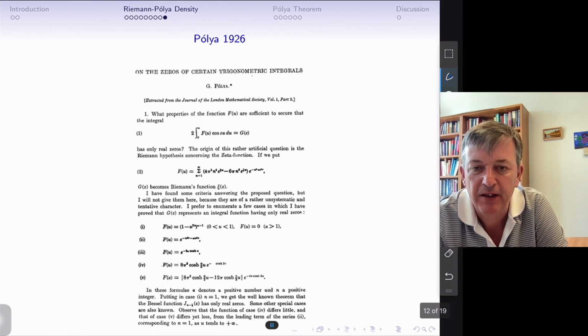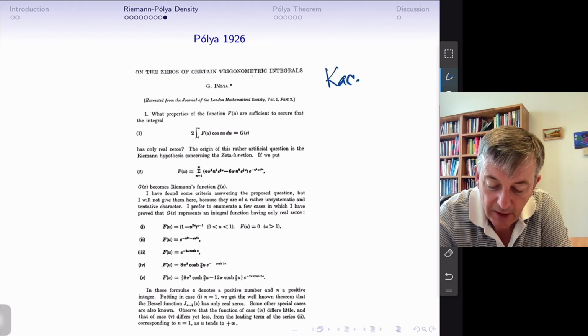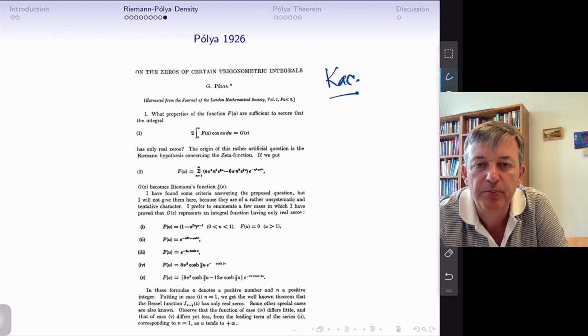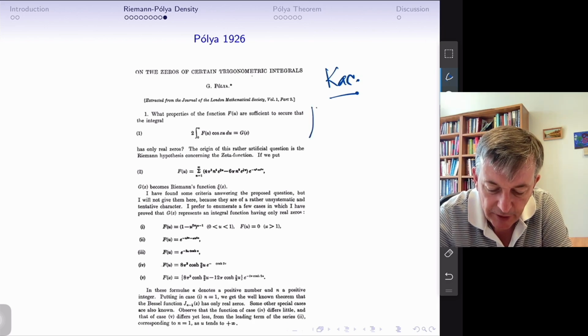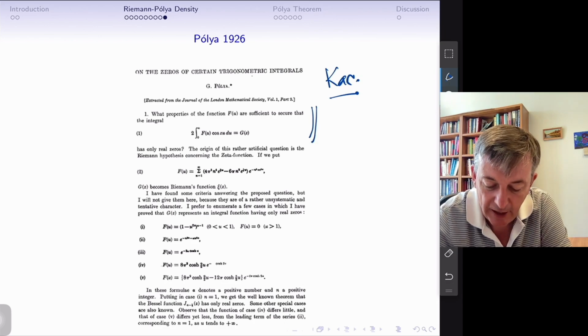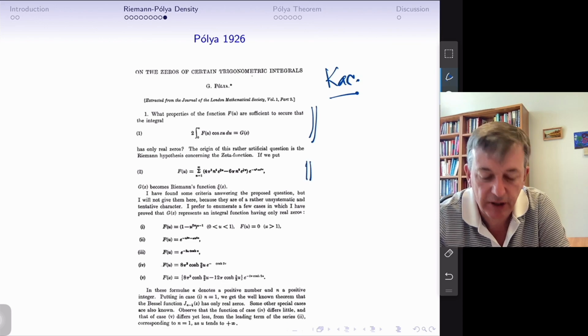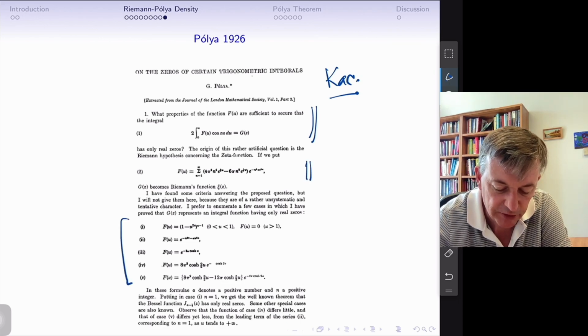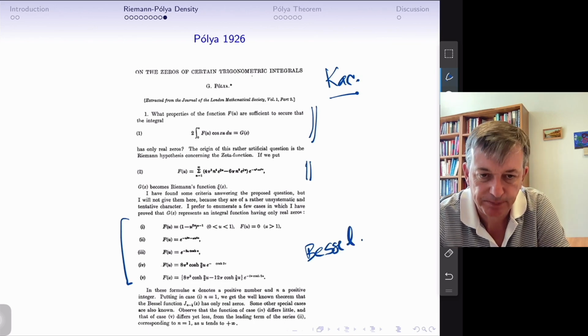And there's a very nice paper by Polya. Mark Kac as well has a very nice discussion of these Polya papers in the 1920s. And so Polya directly addressed the question, what properties of the function f are sufficient to assure that the integral only has real zeros? And there's precisely one of his motivations, looking at the Riemann psi function, and again a whole class of functions down here, including Bessel functions, etc.